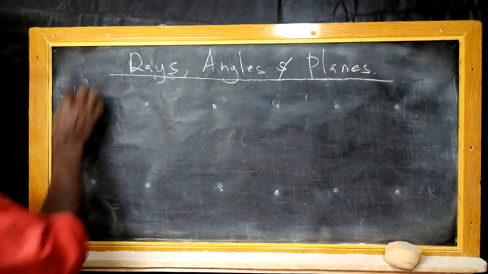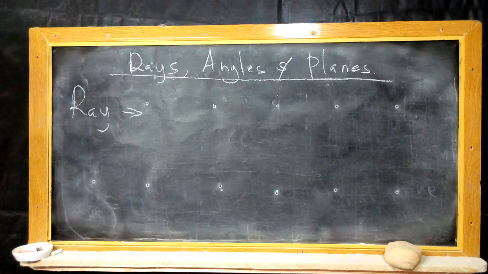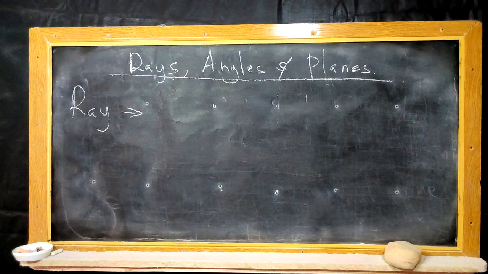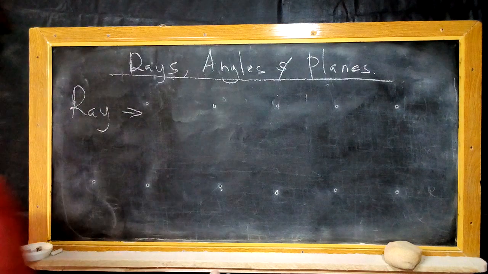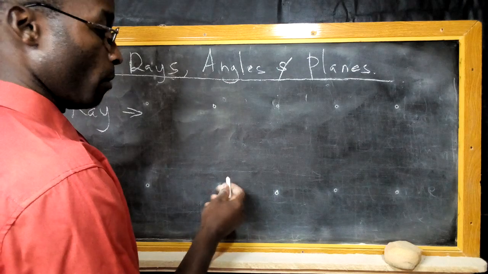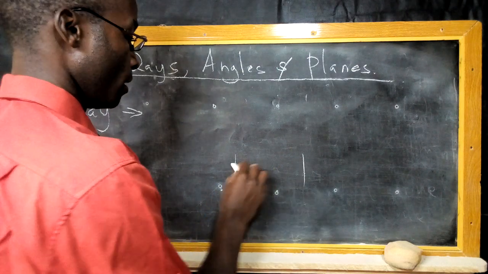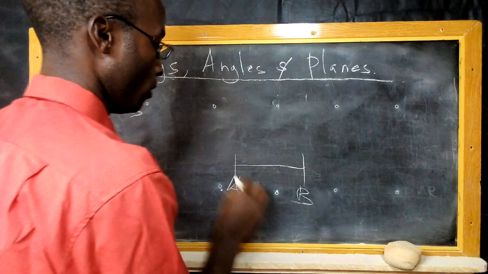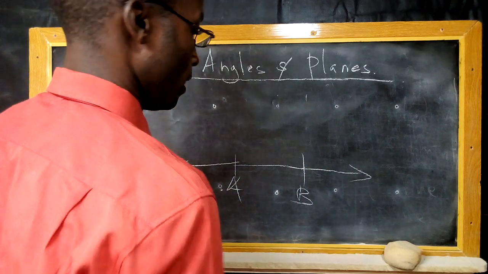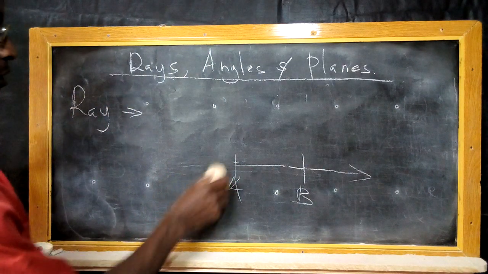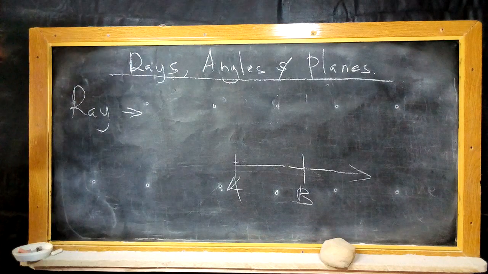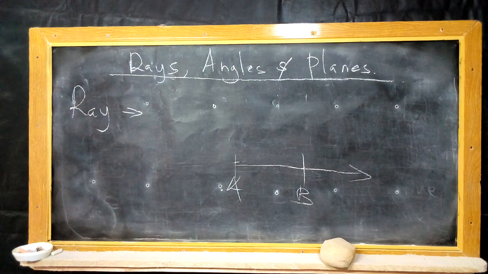So we are going to look at what a ray is. Now, a ray is part of a line. The ray starts at some point and extends infinitely in one direction. As we have said, a line extends from a segment AB infinitely in both directions. For a ray, it extends from a point infinitely towards a single direction, but not both, from a segment that we have put AB.